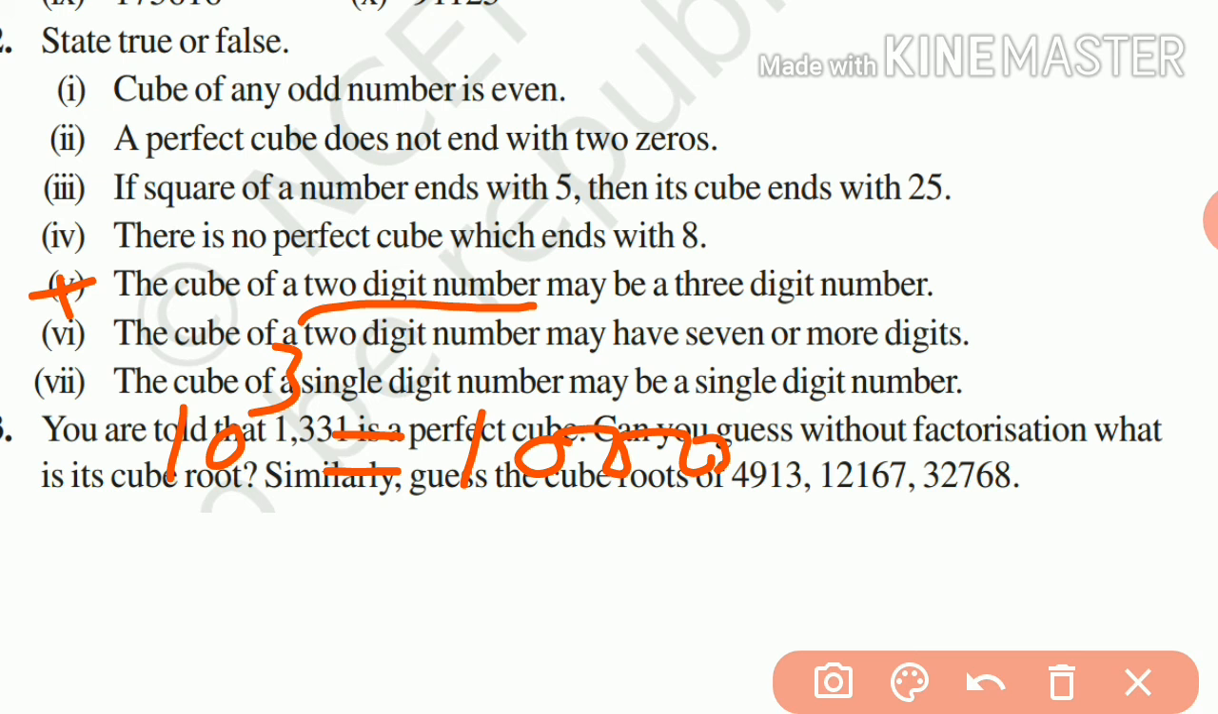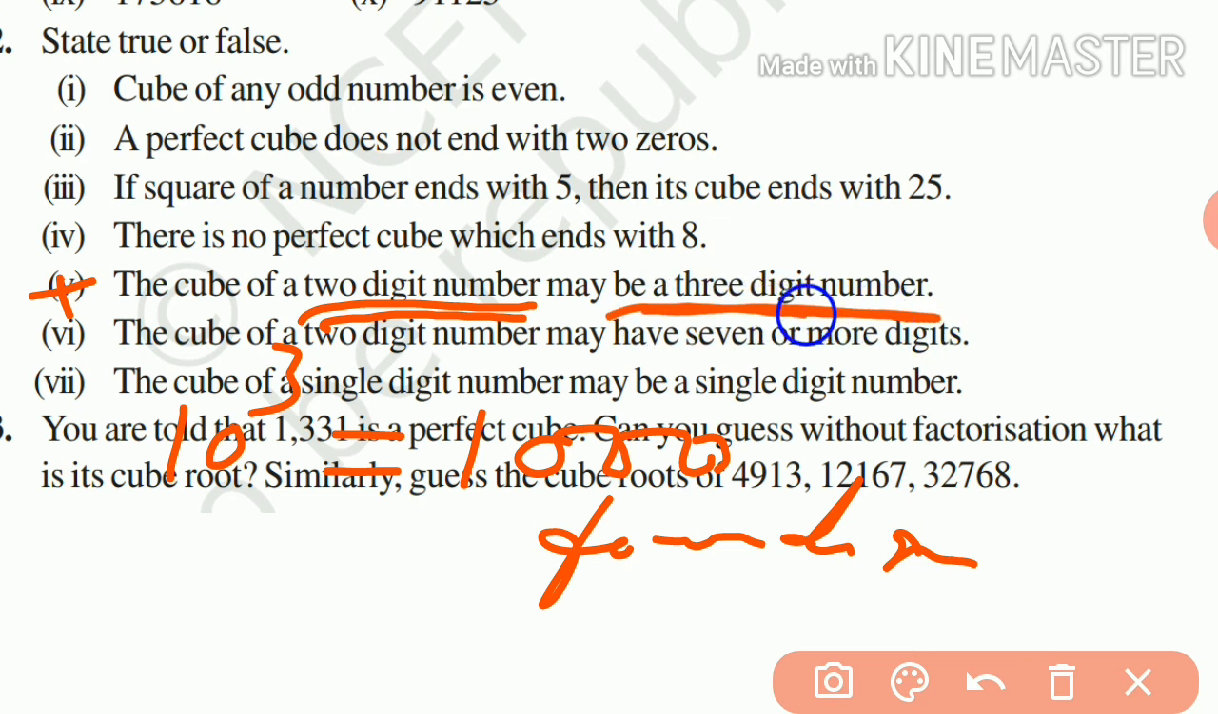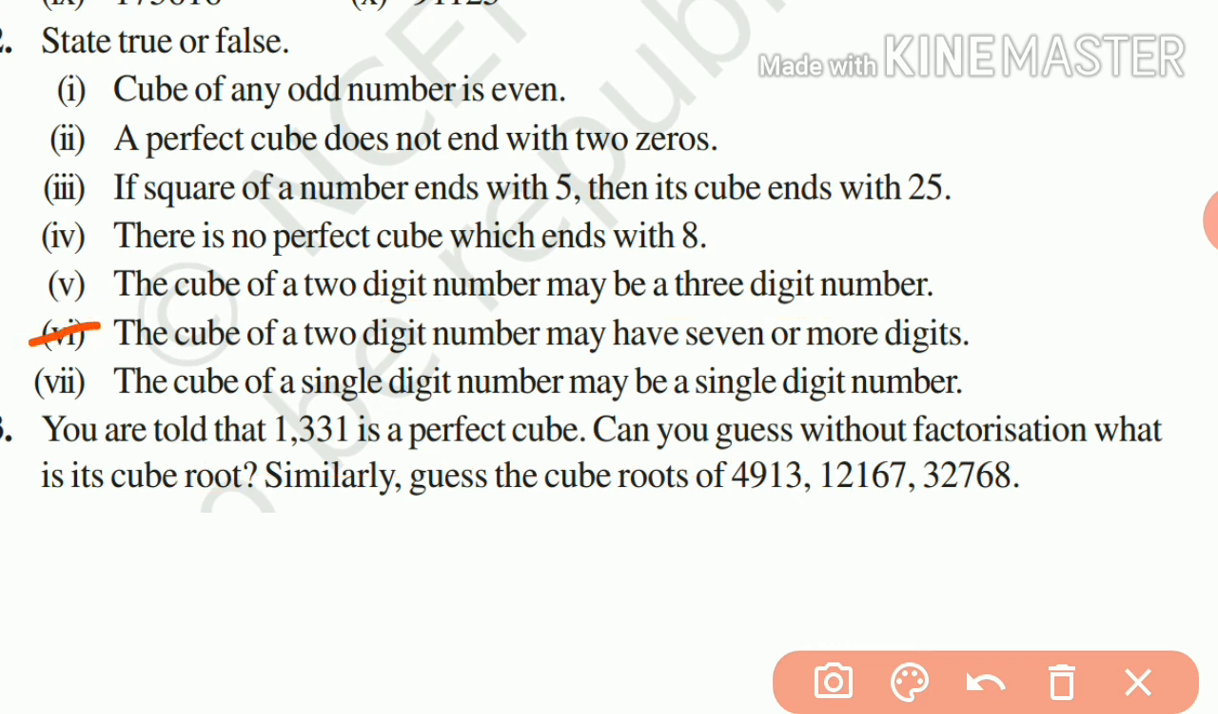This is a 4-digit number. And this question says that the cube of a 2-digit number may be a 3-digit number. The smallest number's cube is 4-digit, so we can say that this statement is false. Similarly, the cube of a 2-digit number may have 7 or more digits. This statement is also false.